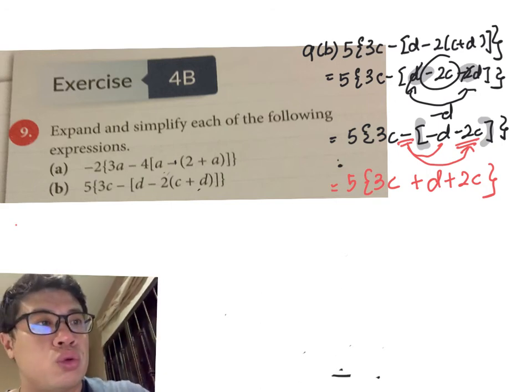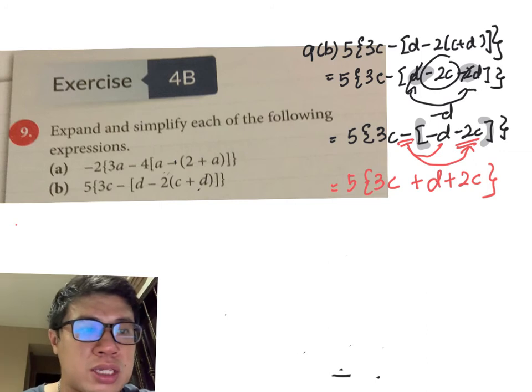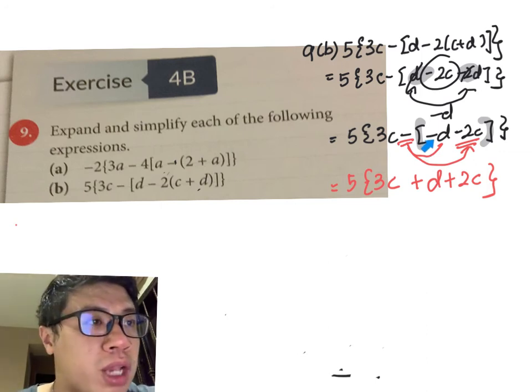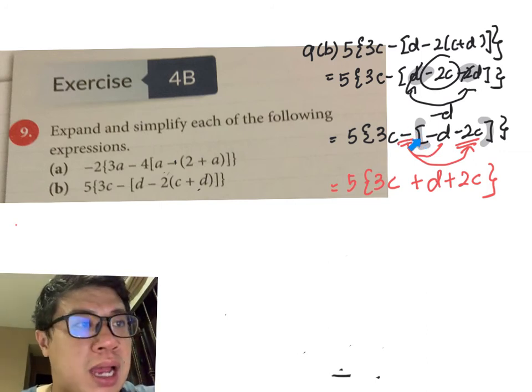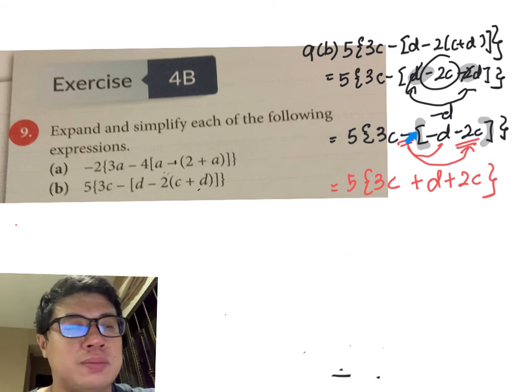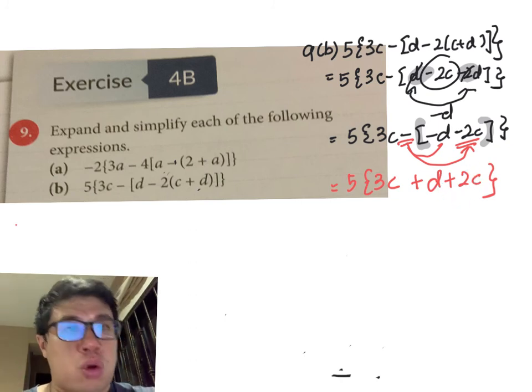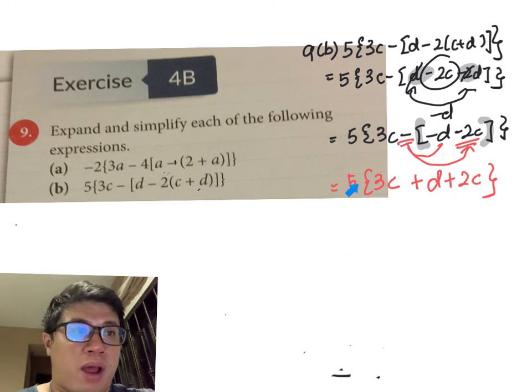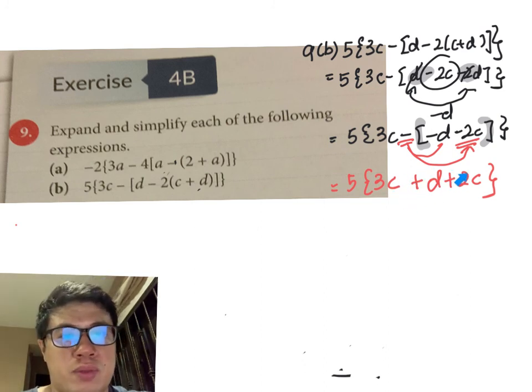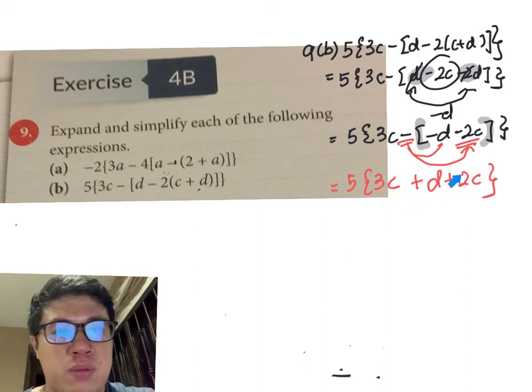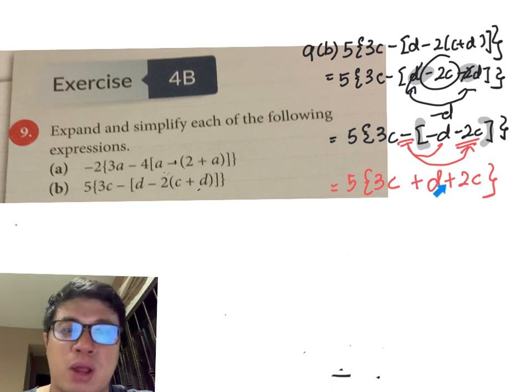So just to reiterate again, I remove the brackets one by one. If there's a minus sign, I treat it as though it's a negative 1. Negative and negative, that gives me a positive d. Negative and negative 2c, that gives me a positive 2c, because minus 1 times minus is positive. Okay, now going again, before I bring in my 5, let me try to simplify what I have. So it's always break the bracket, simplify within the bracket, break the bracket, simplify within the bracket.